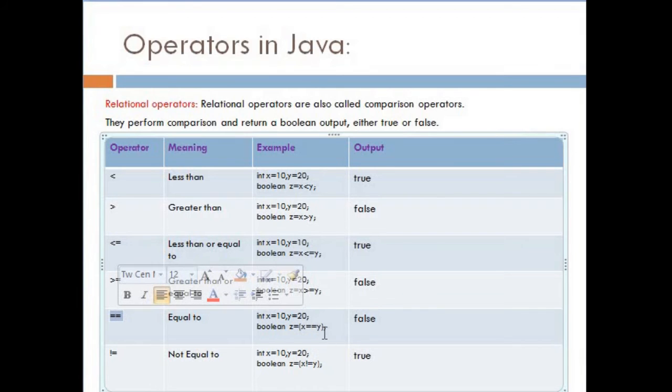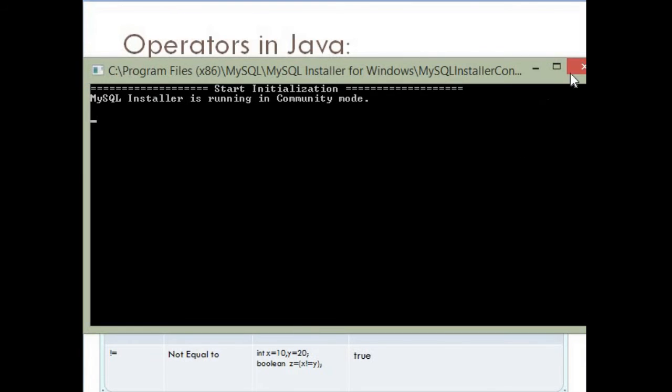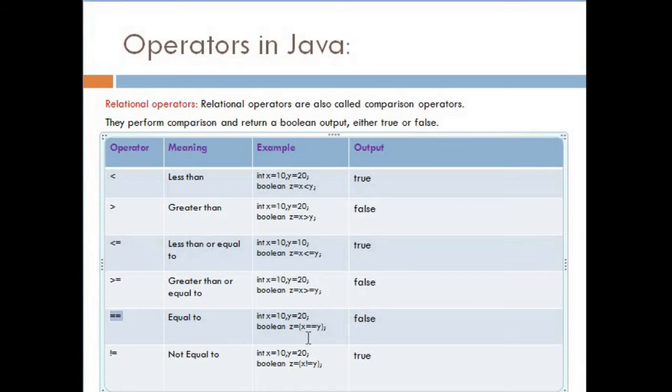So let's check it out. As the value of x is 10 and the value of y is 20, so is 10 equal to 20? No, 10 is never equal to 20, so the output returns false in this case. And the value false shall be assigned to this variable called z.